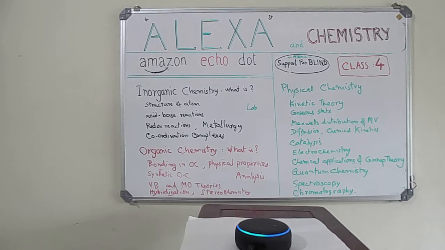Alexa, what are coordination complexes? In chemistry, a coordination complex consists of a central atom or ion, which is usually metallic and is called the coordination center, and a surrounding array of bound molecules or ions that are in turn known as ligands or complexing agents. Alexa, what's the science of extracting metals in chemistry called?